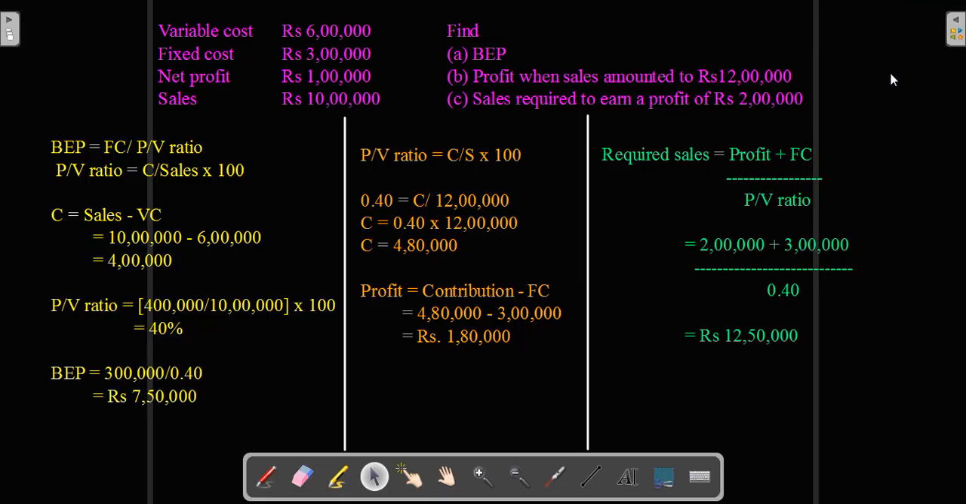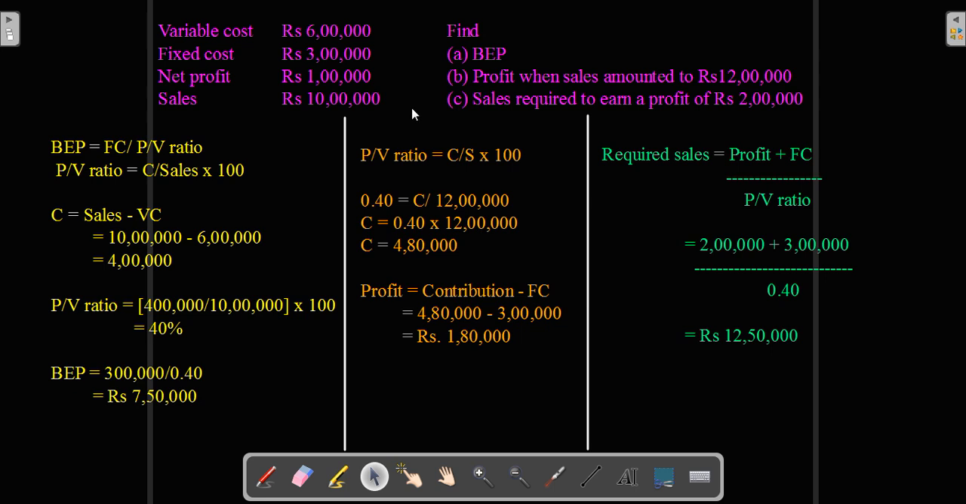One more sum under the topic. Here per unit value is not given. So how do we calculate when per unit value is not given? Variable cost 6 lakhs, fixed cost 3 lakhs, net profit 1 lakh, sales is 10 lakhs. We are expected to find the break-even point, profit when sales is 12 lakhs, and sales when profit is 2 lakhs.